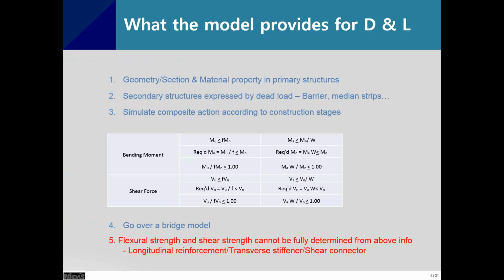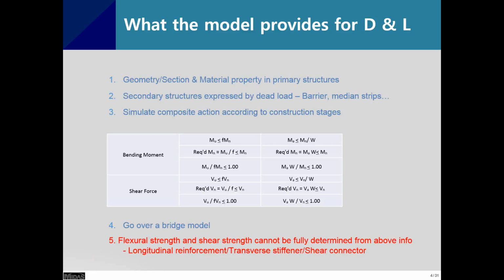So more specifically, what modeling information is there for the design check and load ratings. First, when you create a bridge, you have the geometry, like a layout and section, and material property in primary structures, such as steel girders and cross frames.